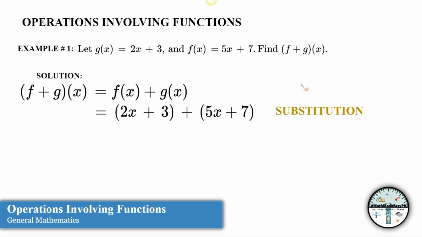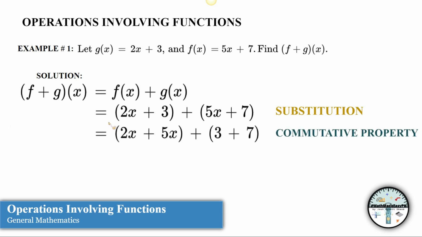Ganun lang siya. So, we just substitute it. Okay. Then, after that, we do the commutative property para let's gather the terms that have similar properties, such as 2x plus 5x has a variable, while 3 and 7 are the constants. So, we do the commutative property, and after that, we simplify it. So, it will become 7x plus 10. So, yun lang siya. That is basically addition.